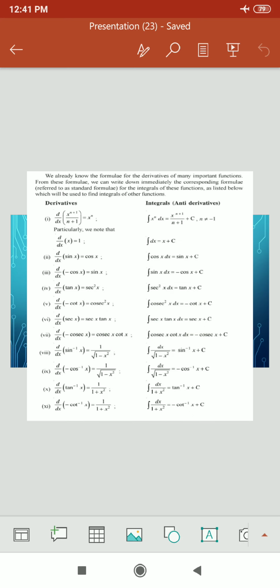We already know the formula for derivatives of many important functions. From these formulas we can write down immediately the corresponding formulas, referred to as standard formulas, for the integrals of these functions as listed below, which will be used to find the integral of other functions. Like the very first is d by dx of x raised power n plus 1 divided by n plus 1 is equal to x raised power n. So the integral of x raised power n is x raised power n plus 1 divided by n plus 1 plus c.